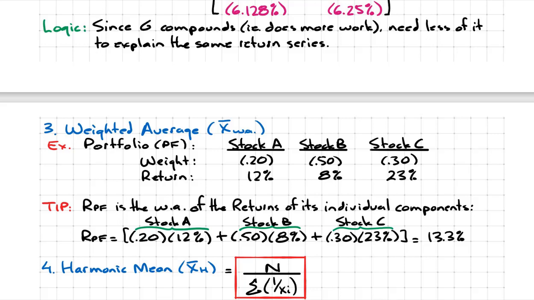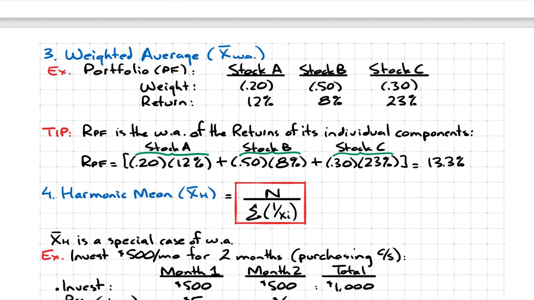Now the next measure of central tendency is weighted average. And let's have a look at an example to see how weighted average works. Suppose we're looking at a portfolio, and this portfolio has 3 stocks, A, B, C. What we need to know about a portfolio are 2 main things. First of all, how exposed is the portfolio to each stock? So what's the weight? We've got 20% in A, 50% of the portfolio in B, and 30% of the portfolio in stock C. And then we just need to know how each stock performs, so 12, 8, and 23.